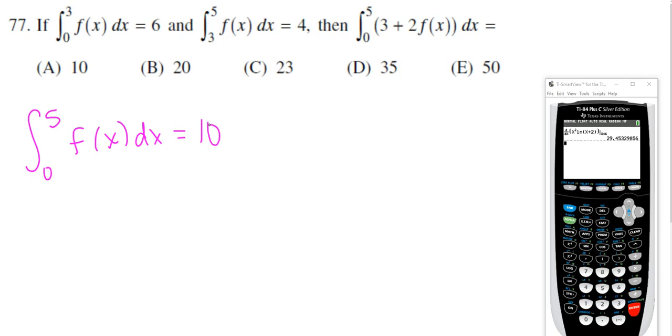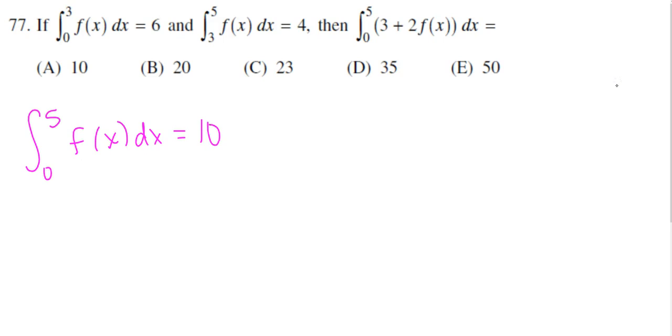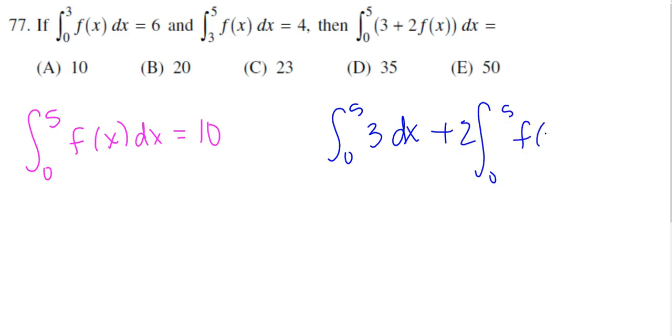Notice that you've got two terms in your integrand, so let's split this into two integrals. So one integral going from 0 to 5 of 3 dx, plus another integral from 0 to 5. Let's bring out that coefficient of 2, and then in the integrand, f of x dx.